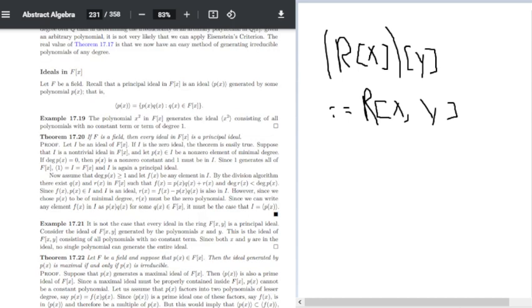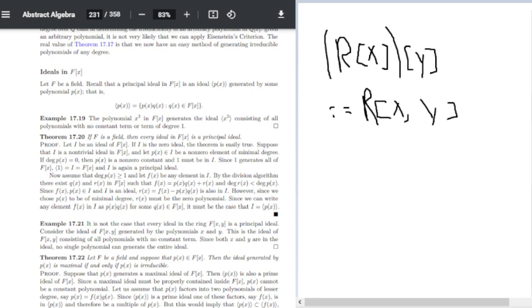Ideals in F of x. Let F be a field. Recall that a principal ideal in F of x is an ideal generated by some polynomial p of x. That is, the ideal of p of x is the set of all p of x q of x such that q of x is in F of x. Example 17.19. The polynomial x squared in F of x generates the ideal consisting of all polynomials with no constant term or term of degree 1. Theorem 17.20. If F is a field, then every ideal in F of x is a principal ideal.